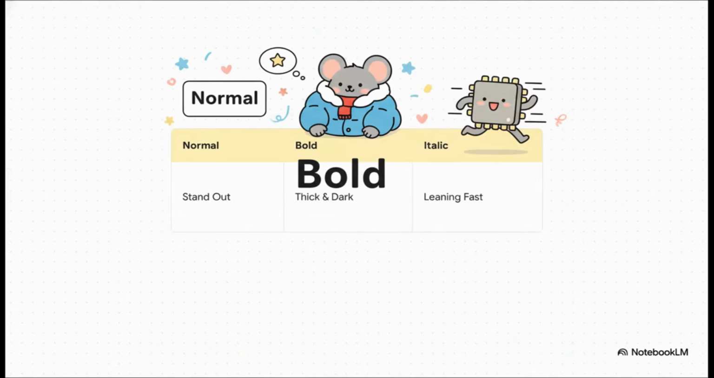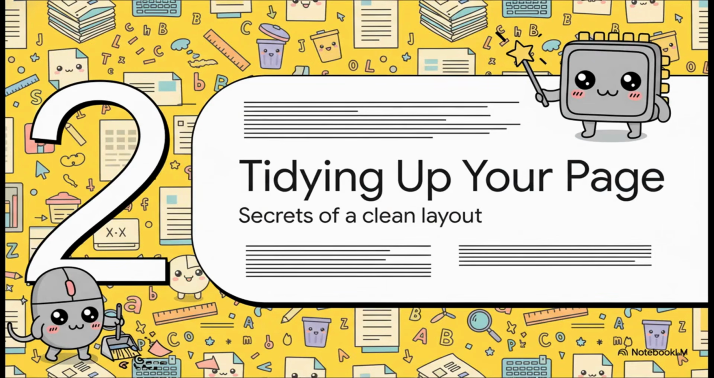So, beyond style and size, you have two more really powerful tools, bold and italic. First, click and drag your mouse to highlight your text. Then click on bold, italic, or underline. Bold makes it thick. Italic makes it lean. Underline puts a line beneath.